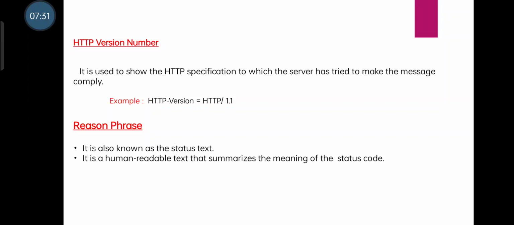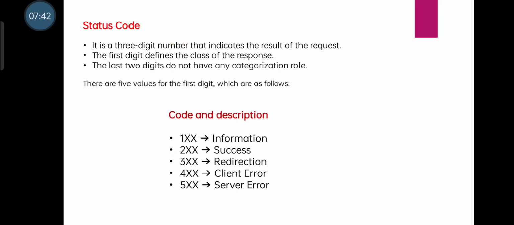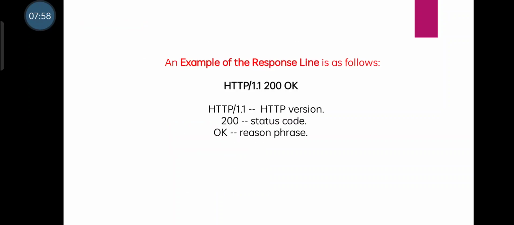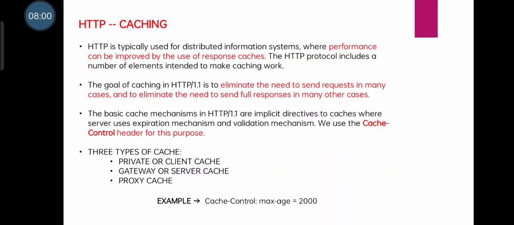The version number defines what kind of version we are using, whether persistent or non-persistent. If it is persistent, we will be using 1.1. And these are all the status codes. A status code starting with 1 carries some information, 2 means success, 3 means redirection, 4 means client error, and 5 means server error. So this is a response line example.